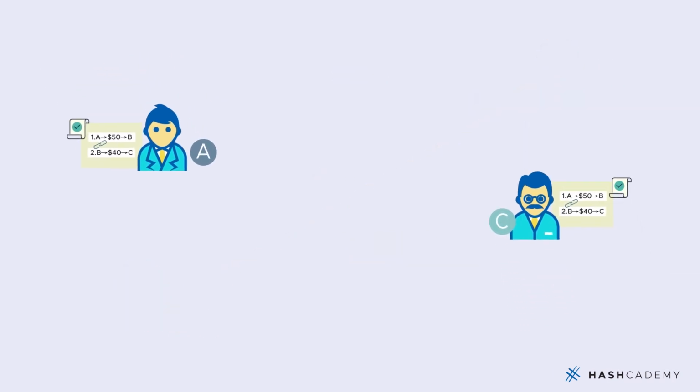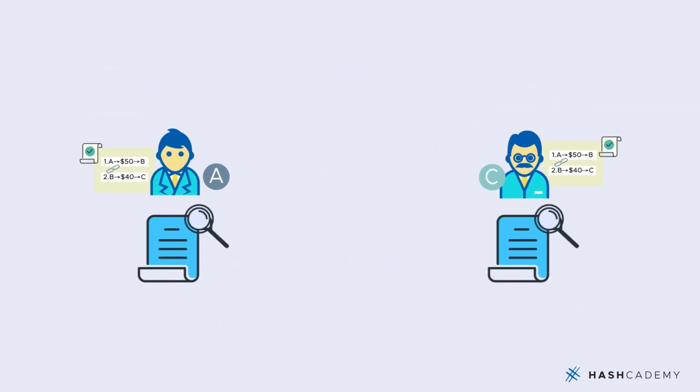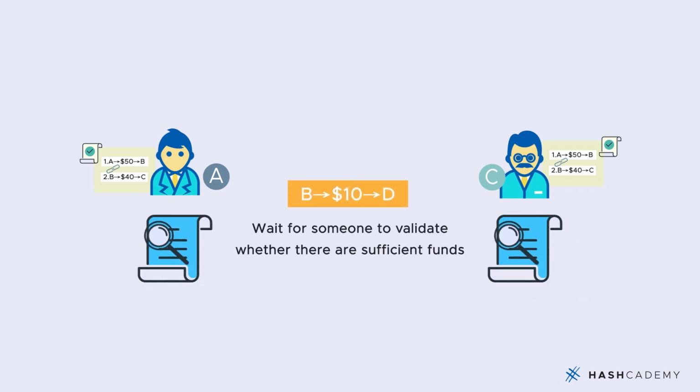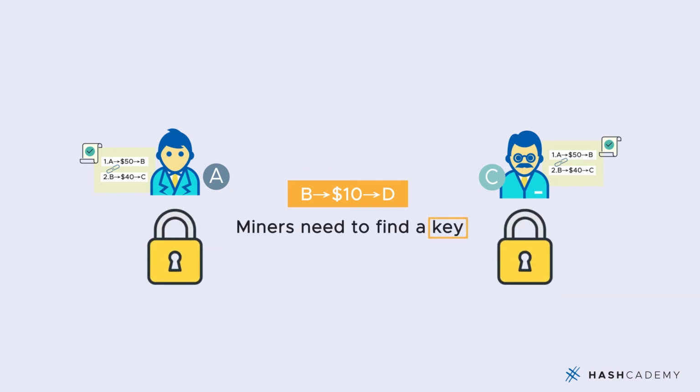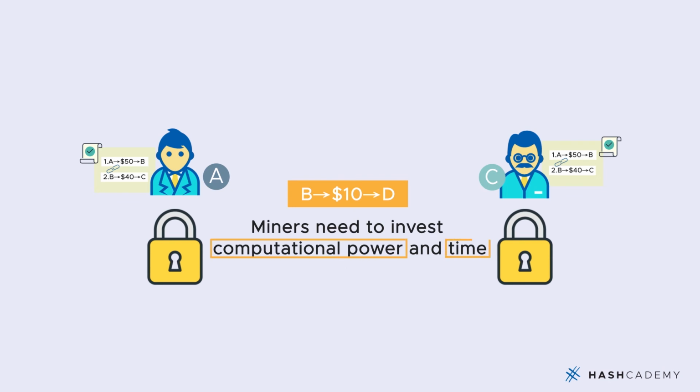In order to be the first to win, a miner needs to validate the new transaction, which is relatively easy as the ledger is open and you can immediately calculate whether B has sufficient funds to make the payment. After that, miners need to find a key, which enables miners to lock the new transaction into the previous transaction on the chain. In order to find the key, the miners need to invest computational power and time because the search is random and miners need to keep guessing until they get the right key.